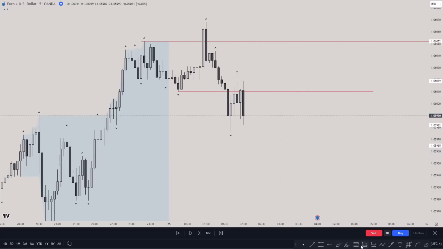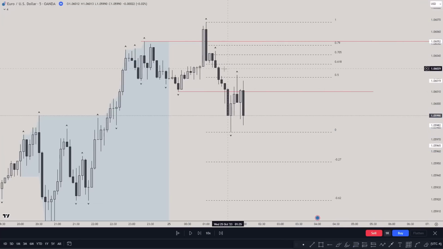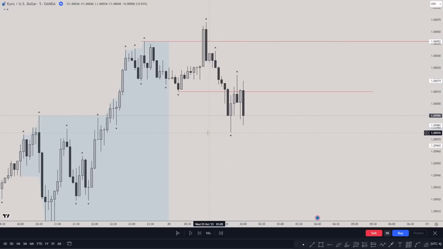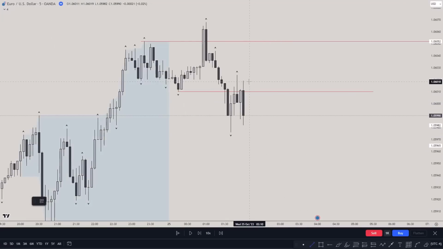And also, if we apply the OTE from this high to this low, this is about 50%, and we have 62 right here. So we might be entering from somewhere close to 62%, right? So I'm gonna remove this, go back to the, or actually 5 minutes, and I'm going to be marking this high and also the fair value gap, the 5 minute fair value gap.